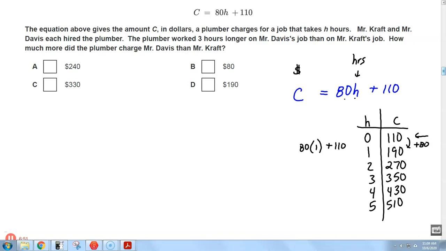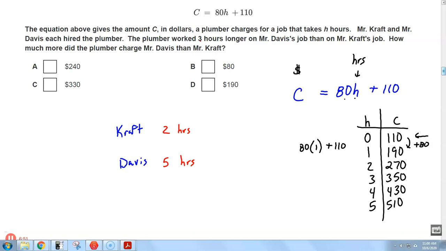So, what do they want to know? Mr. Kraft and Mr. Davis each hired a plumber. So I better write Kraft and I'm going to write Davis. They both hired the plumber. The plumber worked 3 hours longer for Davis than he did with Kraft. So let's play a little what if here. Let's say that Kraft hired the plumber for 2 hours. I just picked that number on my own. It said the plumber worked 3 more on Davis's job. So that would be 5 hours for Davis.